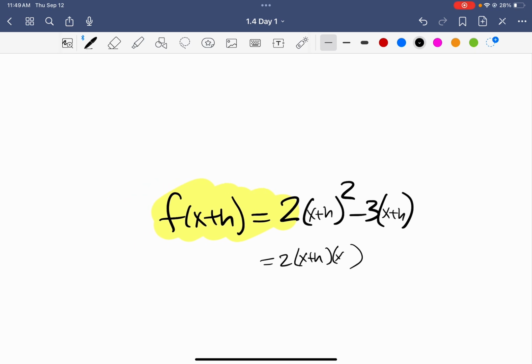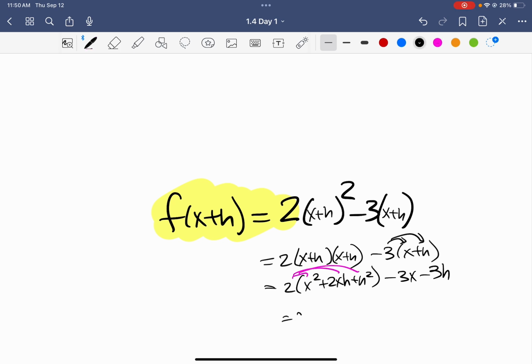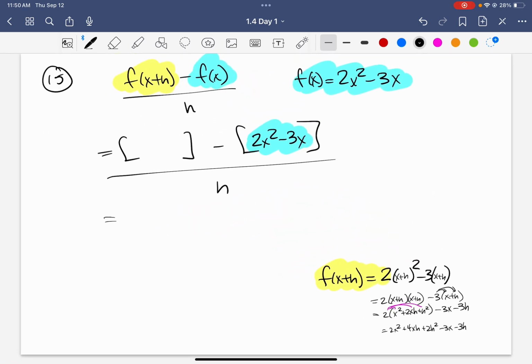And you're going to have an x plus h times an x plus h minus 3x plus h. So in here you're going to get x squared plus 2xh plus h squared. Right? Here I'm going to distribute through this 3 to get negative 3x minus 3h. And then over here I'm going to distribute through this 2 to hit everybody. I'm going to get 2x squared plus 4xh plus 2h squared minus 3x minus 3h. Yes, that's ugly.